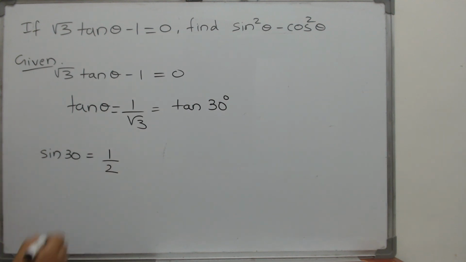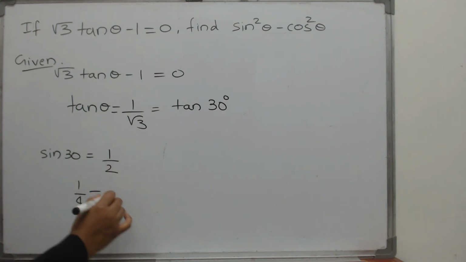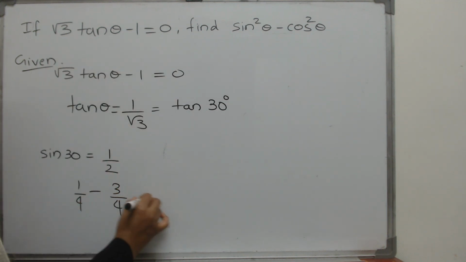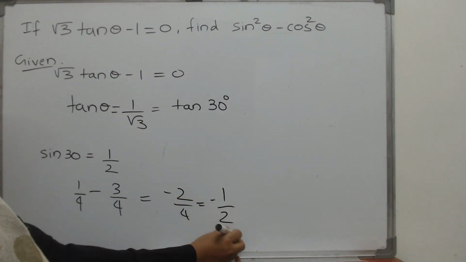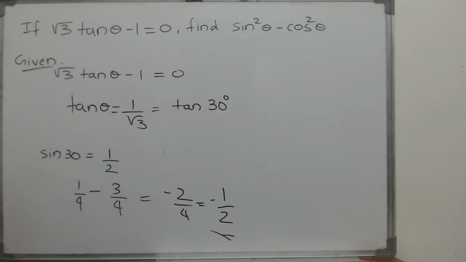So its square is what? 1 by 4. Similarly, what is cos square 30? What is cos 30? It is root 3 by 2. So its square would be 3 by 4. So the answer you are looking for is minus 1 by 2. This is our last question.